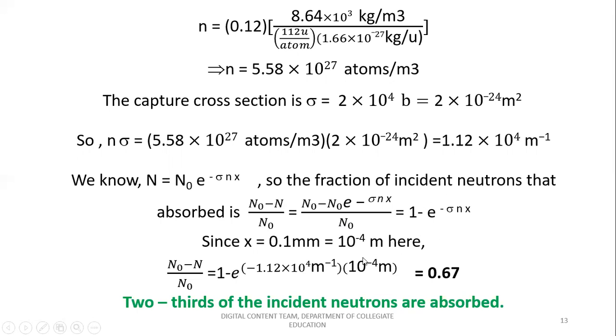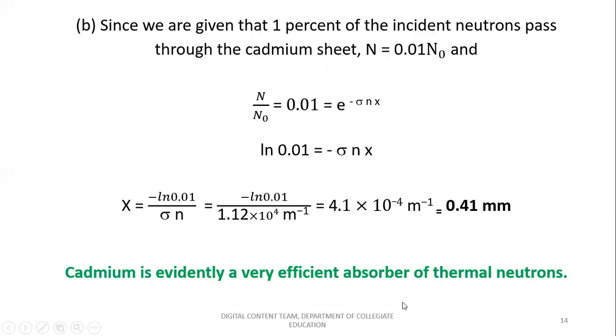Simplify, and you can write the expression as 1 minus e to the power of minus sigma n x. Since x, the thickness, is 0.1 millimeter, convert that into meter. Milli is 10^-3, so the value of x becomes 10^-4 meter. Substitute all the values of sigma n x in this expression, and you will get N naught minus N divided by N naught equal to 0.67. So dN by N naught represents the fraction of incident neutrons absorbed by the target material. It comes out to be 0.67, that is 67%, or we can say 2/3 of the incident neutrons are absorbed.